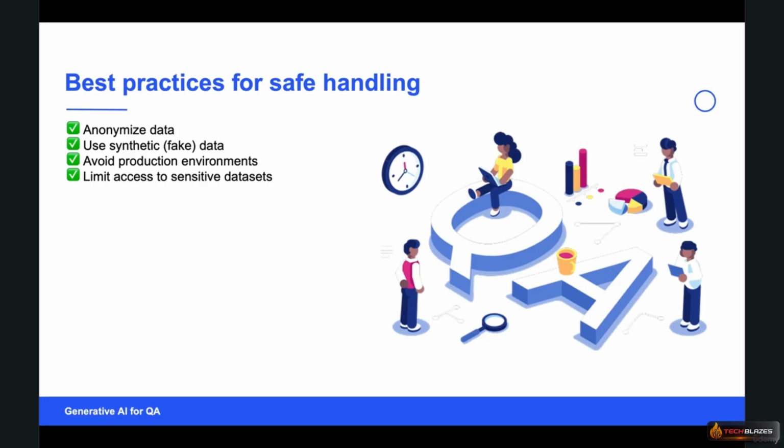The best approach is prevention. Before using any dataset in testing, anonymize it. Replace real names with fake ones, mask emails, or use synthetic data generators. For example, instead of john.smith@gmail.com, use something like user123@example.com. Also, try to separate your test and production environments completely. And make sure only authorized people have access to real data.